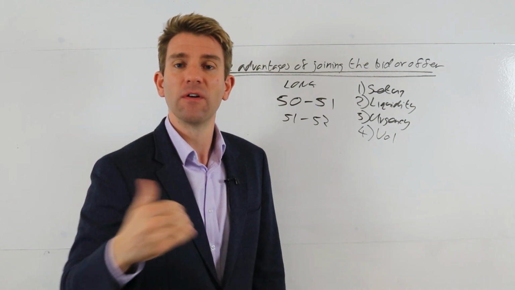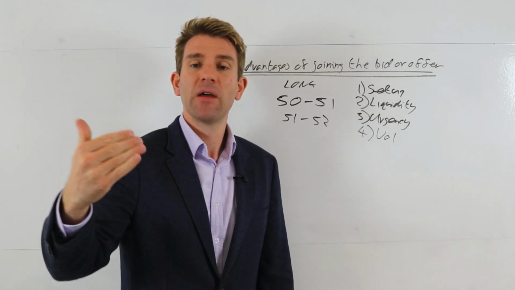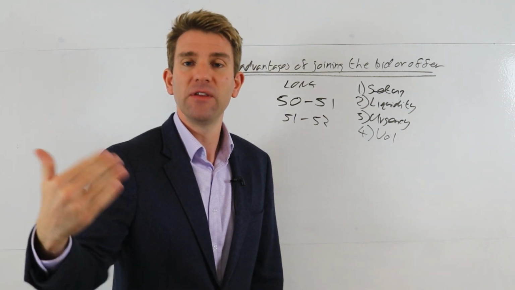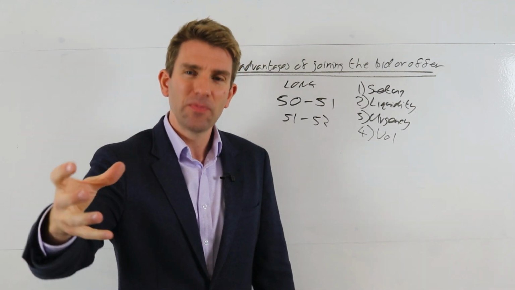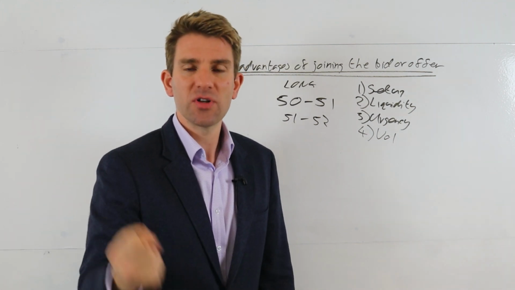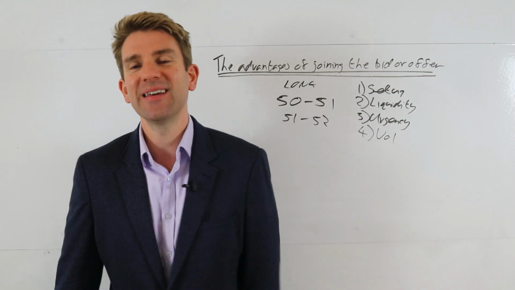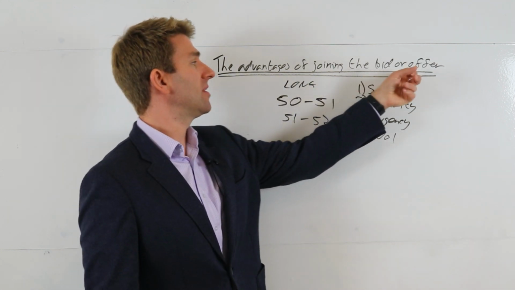And if I don't get filled at 50, I'll reassess. It pushes up a bit, comes back, right, well, I don't mind rebidding 53 because we're up to 57, we've come back. You're being a little bit more certain about your order type. Anyway, I think you get the idea. That is the advantages of joining the bid or the offer.